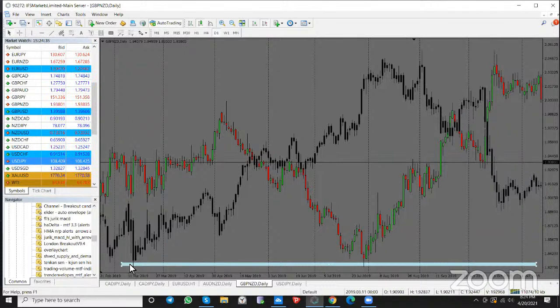This horizontal level is actually formed by the major. And when I bring it over to the minor pair, which is pound kiwi, it actually begins to reverse. That's a very interesting phenomenon.